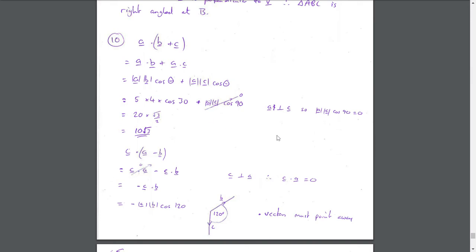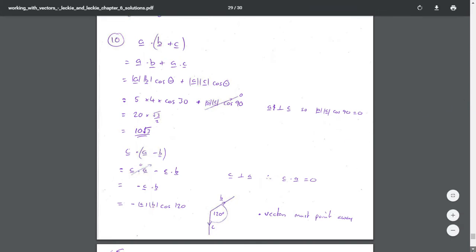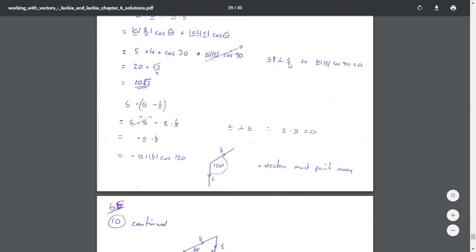Now the tricky part of the question, C dot (A minus B), is C dot A minus C dot B. Remember from part 1, A is perpendicular to C, so C dot A will be 0. We've already worked that out above, because A dot C and C dot A are the same thing. So all we're evaluating is negative C dot B.